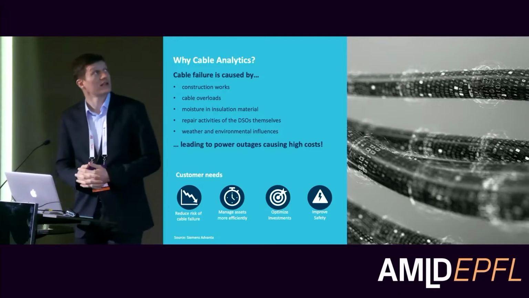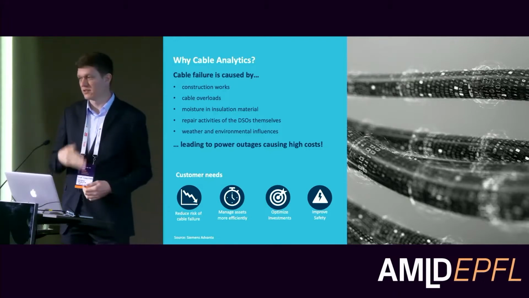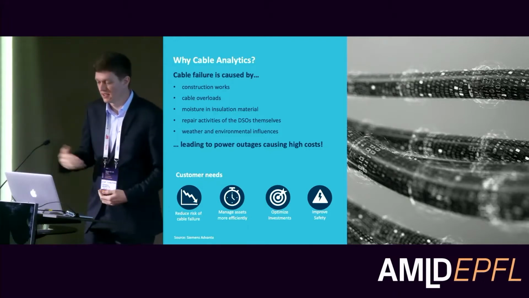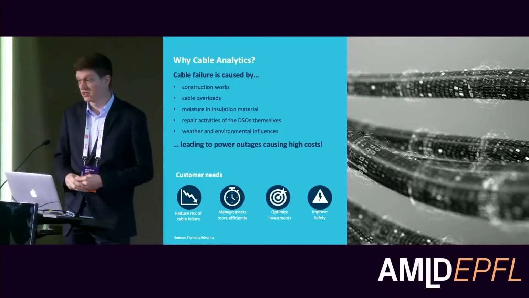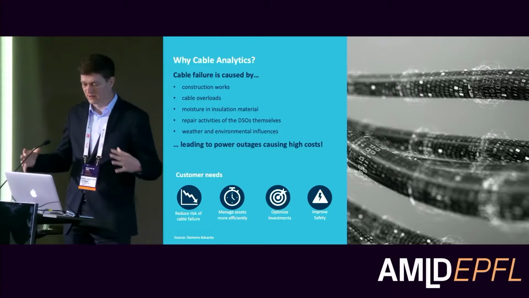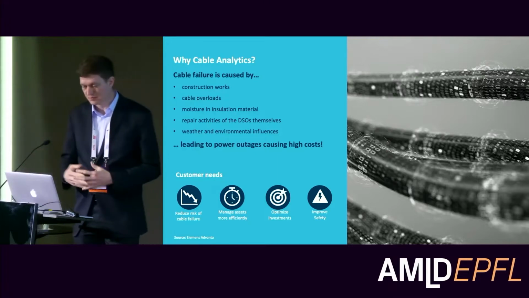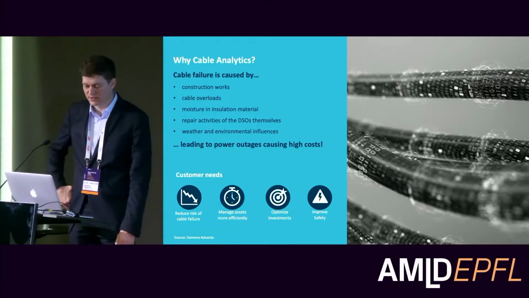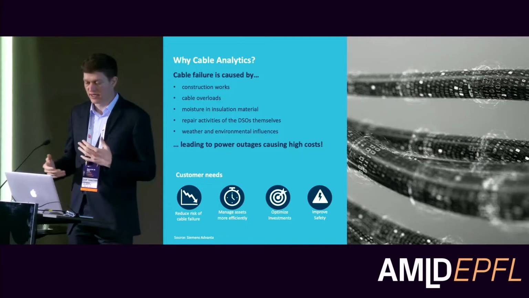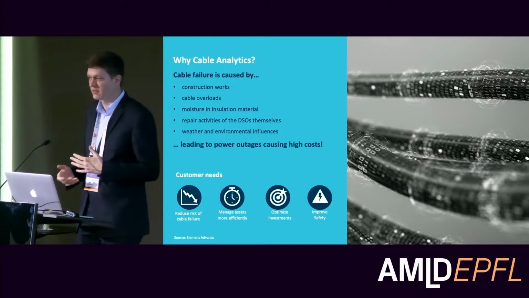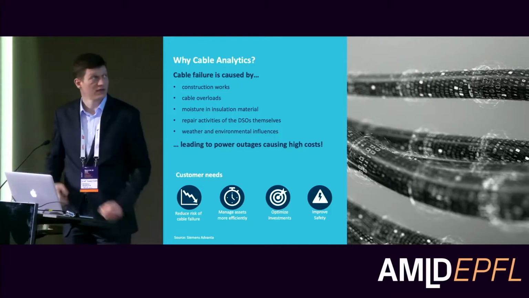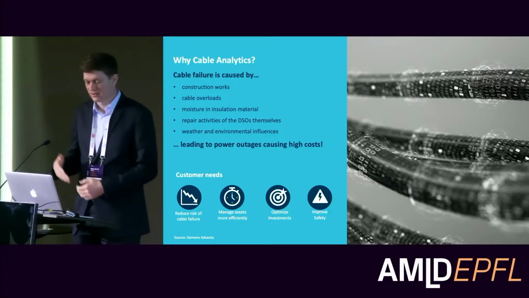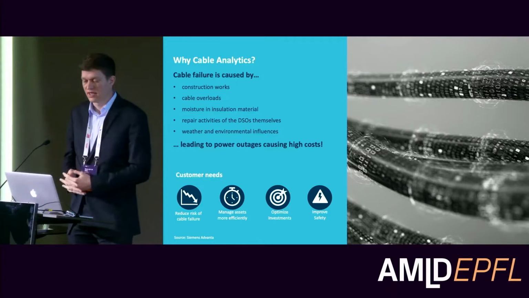What we rather look at is cable overloads, in particular when they're regular, because they can increase the aging of the cable. Then there is moisture in the insulation material, which depends on the surroundings of the cable, repair activities of the DSO themselves, or weather and environmental influences, but these are usually less important than for overhead lines. And this can lead to high costs.